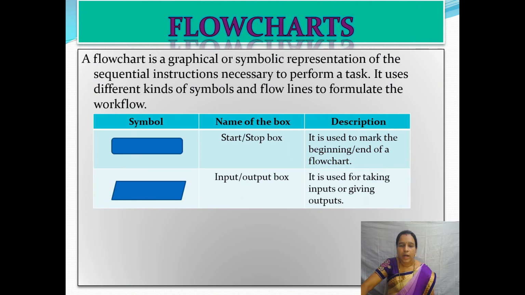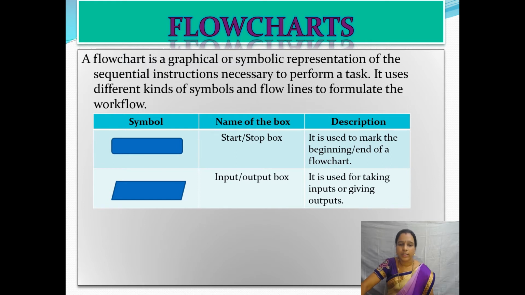Next, we'll come to the flowchart. Before the flowchart, we should know how to write the algorithm, children. Then after that we come to the flowchart. A flowchart is a graphical or symbolic representation of the sequential instructions necessary to perform a task. It uses different kinds of symbols and flow lines to formulate the workflow. So in this chapter, we are learning what types of symbols we use in the flowchart.